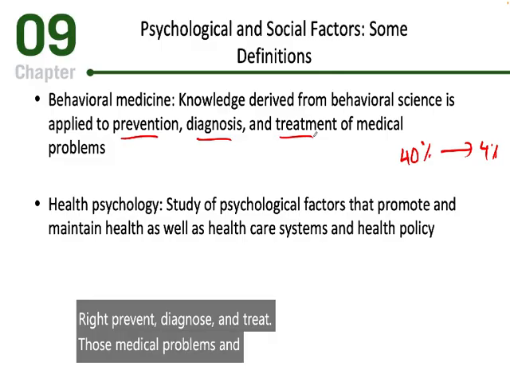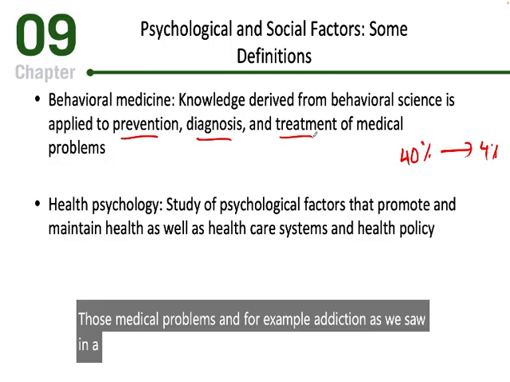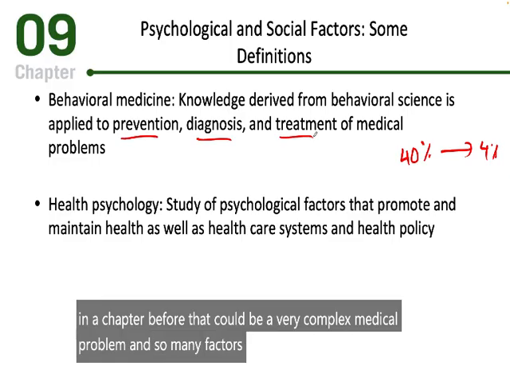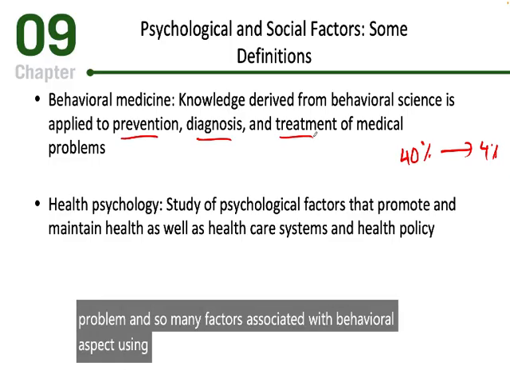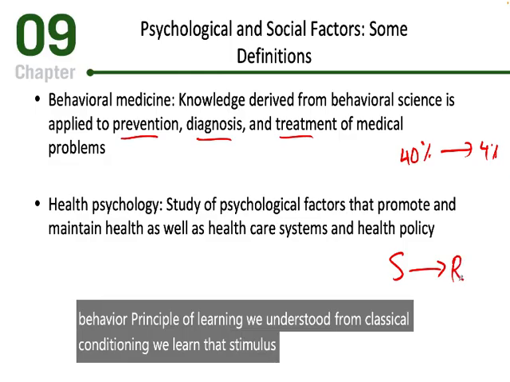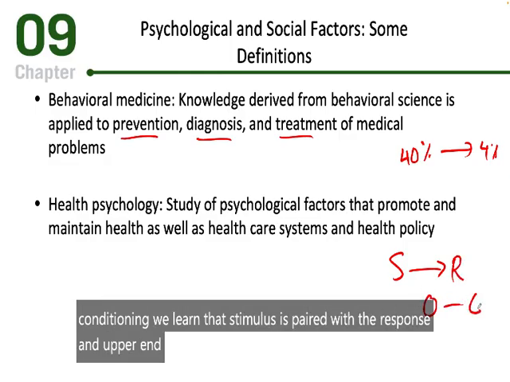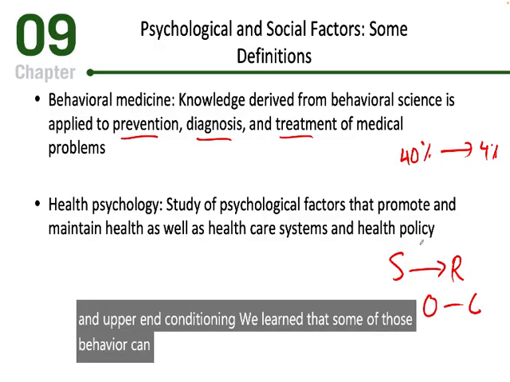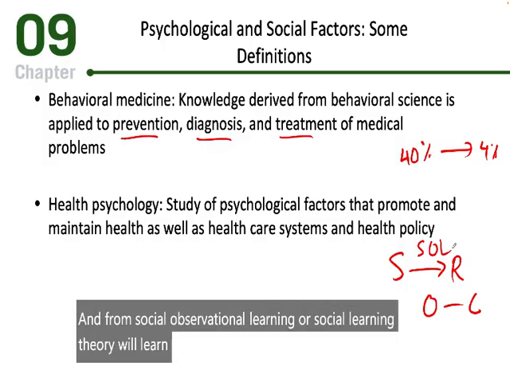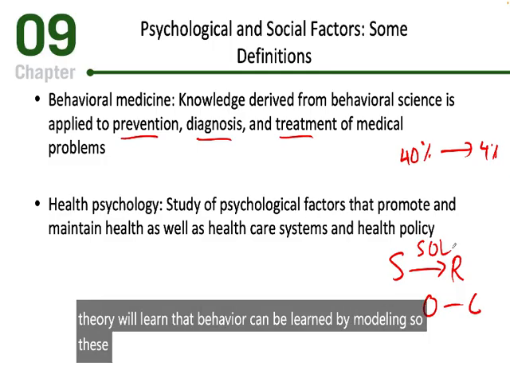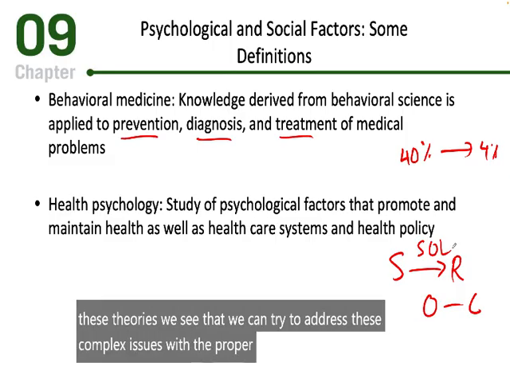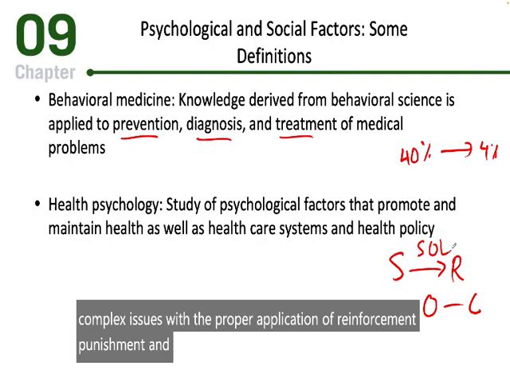For example, addiction, as we saw in a chapter before, could be a very complex medical problem with so many factors associated with the behavioral aspect. Using behavioral principles of learning, from classical conditioning we learned that a stimulus is paired with a response, from operant conditioning we learned that some of those behaviors can be reinforced, and from social observational learning, or social learning theory, we learned that behavior can be learned by modeling. So with these theories, we can try to address these complex issues with the proper application of reinforcement, punishment, and extinction, and some modeling as well.